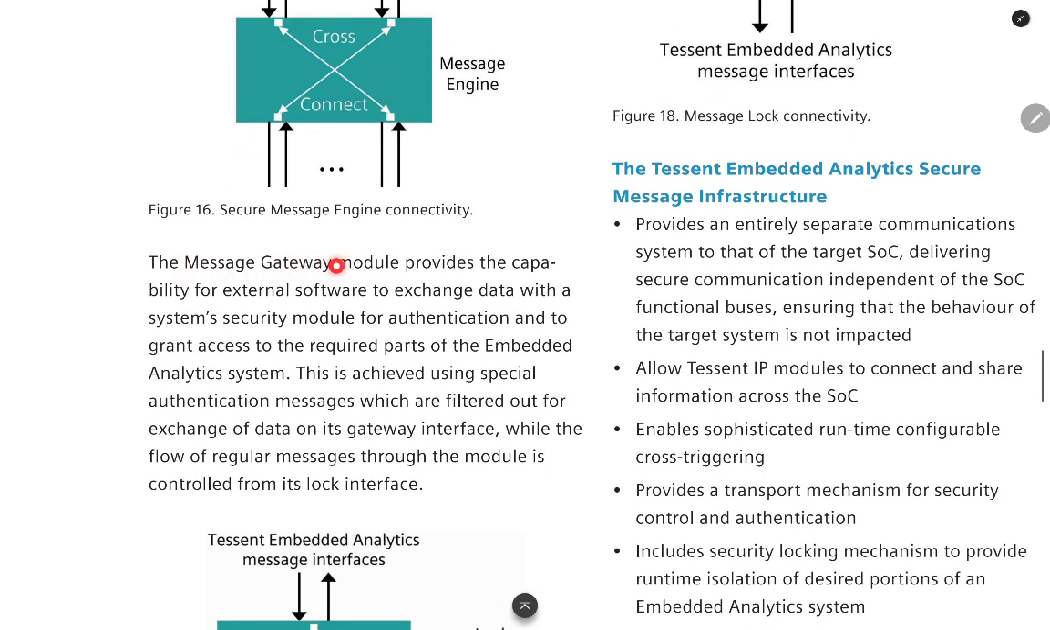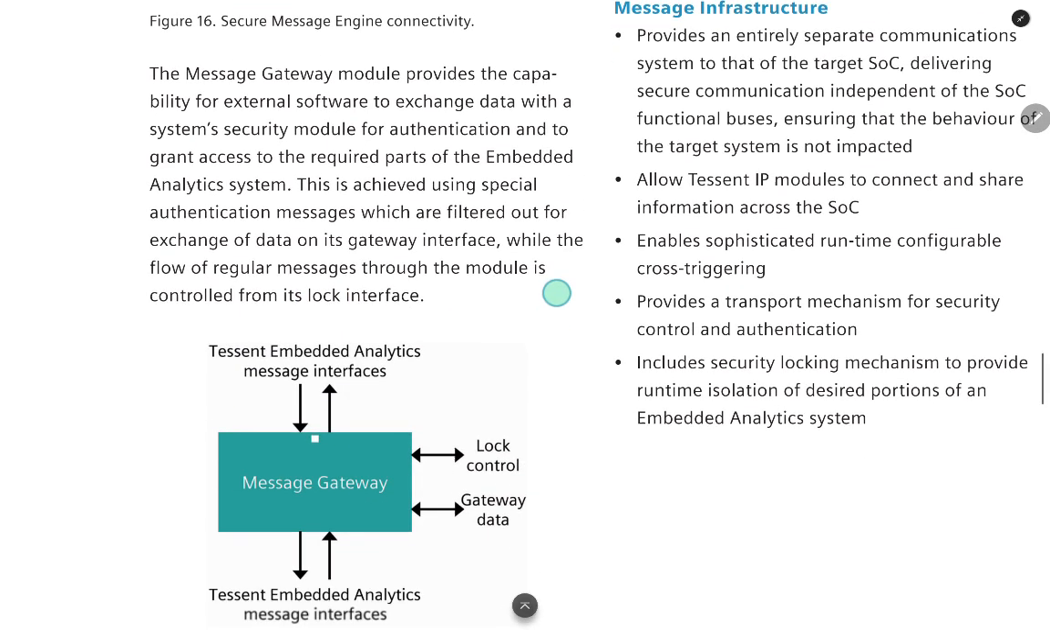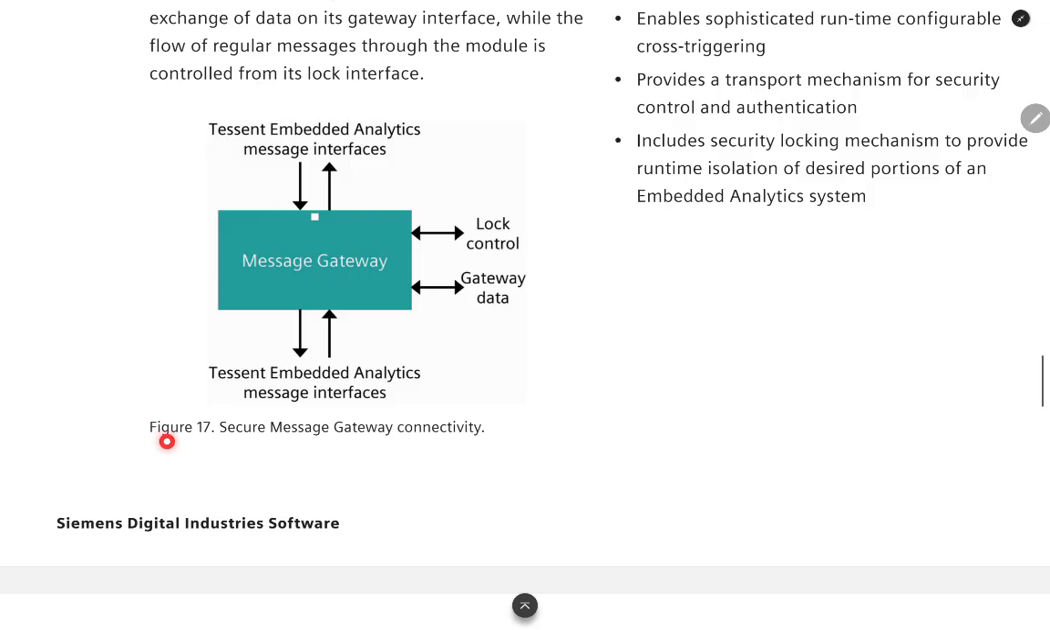The message gateway module provides a capability for external software to exchange data with the system security module for authentication and to grant it access to the required parts of the embedded analytics system. This is achieved using special authentication messages which are filtered out for an exchange of data on each gateway interface, while the flow of the regular messages through the module is controlled from each lock interface. Figure 17, secure message gateway connectivity.